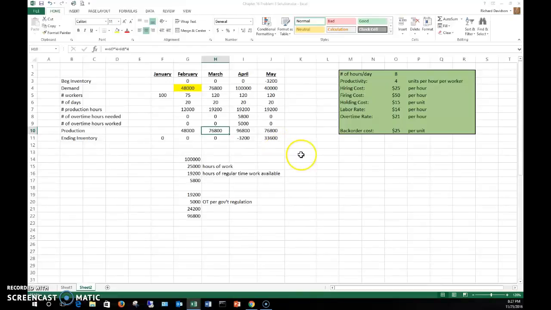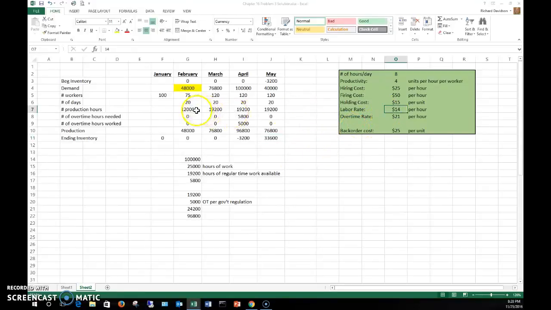All right, so a couple of things to note. Now that we know how many workers we need and how much overtime we need, now we can go back over and start plugging in costs. Hiring costs, $25. Here we had to hire to go from 75 to 120. Firing cost, we had to fire to go from 100 to 75. Holding cost, $15. The only place holding cost comes into play is the last month, because we carried an extra 33,600 units times whatever the holding cost is.